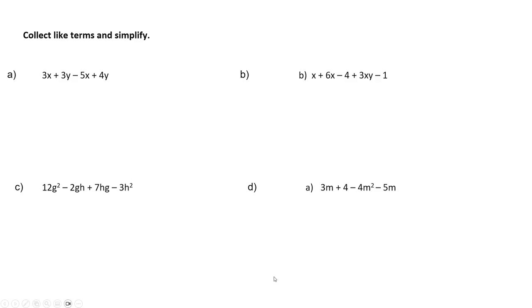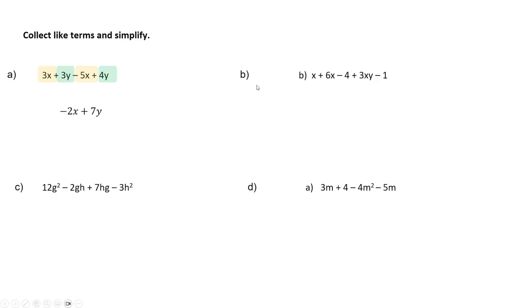Here we're asked to collect like terms and simplify. So we have 3x plus 3y minus 5x plus 4y. Our like x terms are 3x and -5x, and our y terms are 3y and 4y. So we can collect the 3x minus 5x to give us -2x, and the 3y plus 4y gives us 7y.